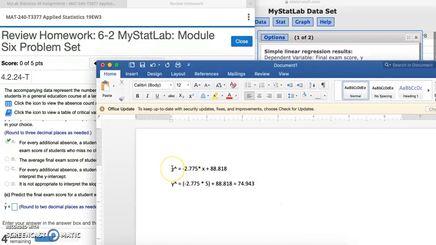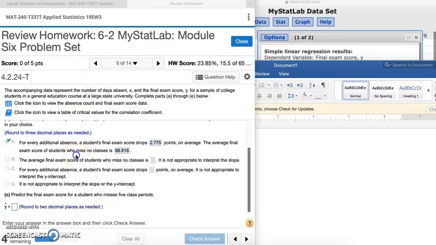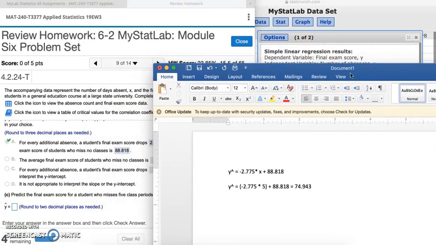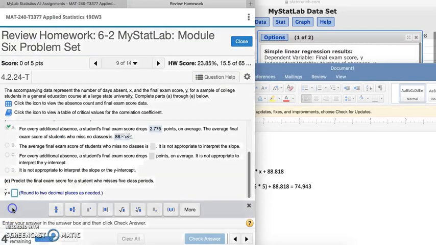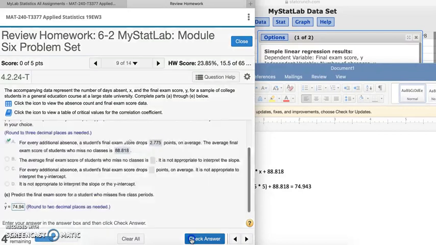So here's our equation from above. We have y hat equals negative 2.775 times X plus 88.818. Right here, all you see is I plugged in that 5 for X, and after I type it into the calculator, I get 74.943. Now let's bring that over here. And it says here to round to 2 decimal places. So we have 74.94.